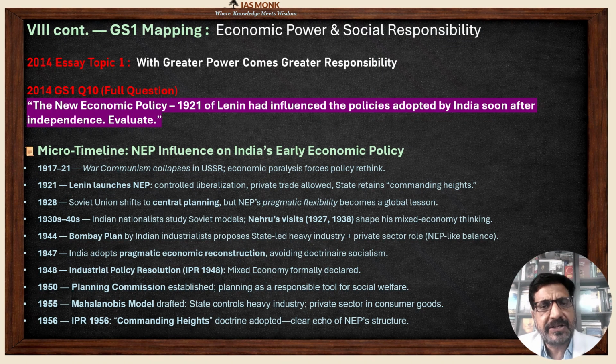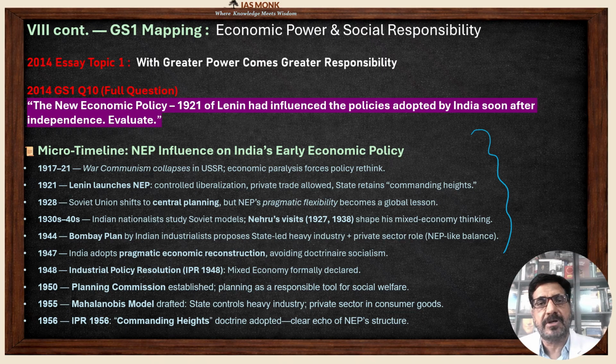Then, continuing with the same question, I have outlined here a micro timeline. Okay, you can pause the video and look into this micro timeline. You can note down from these slides. So all important points I have listed here. So from Lenin's NEP to India's mixed economy, the timeline shows one truth. What is that truth? Economic power becomes meaningful only when exercised with flexibility, realism, and responsibility towards society.